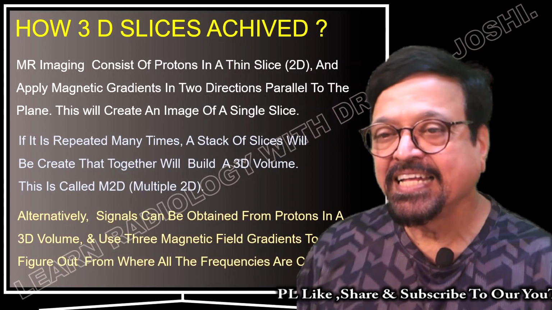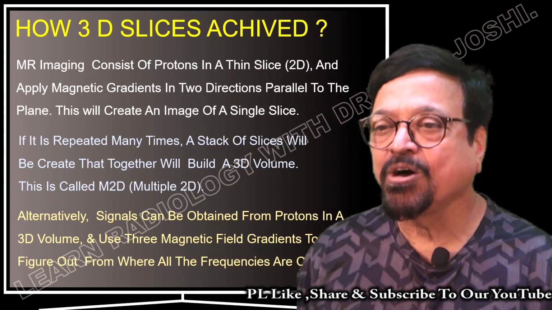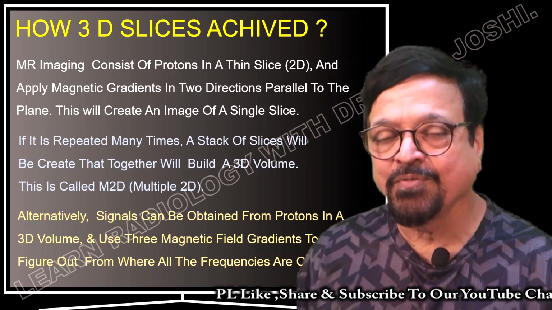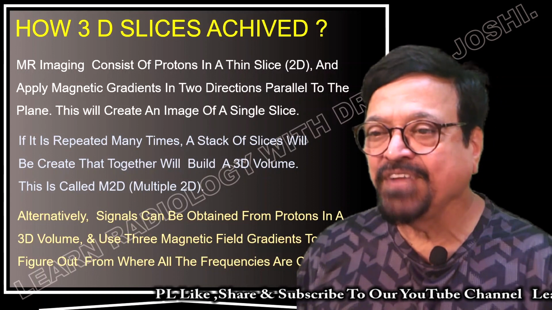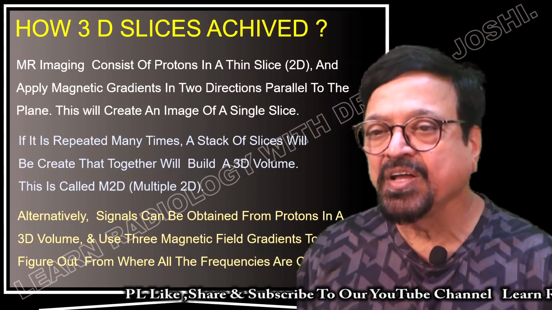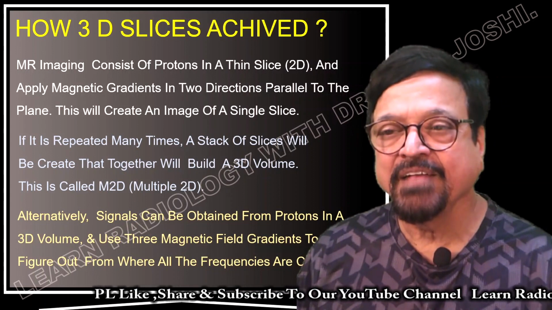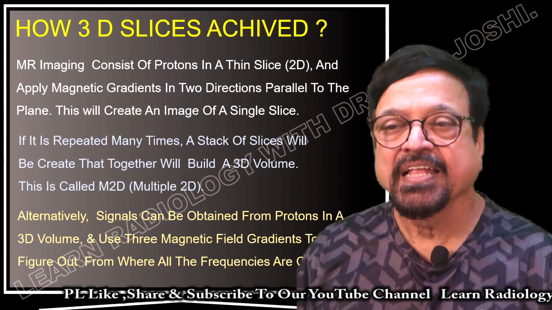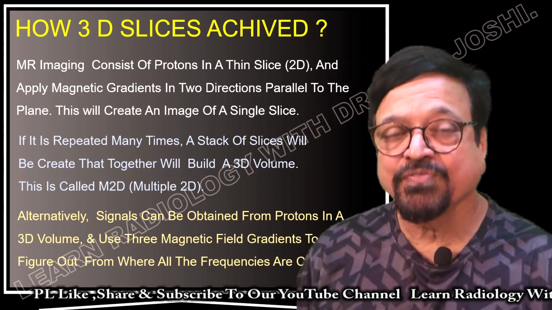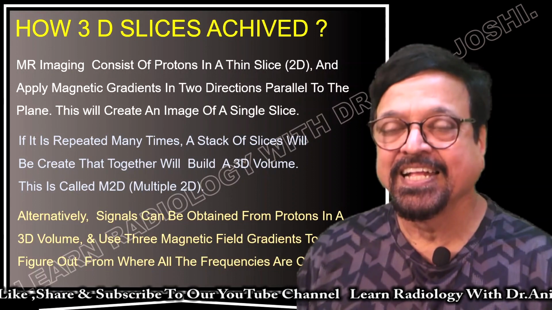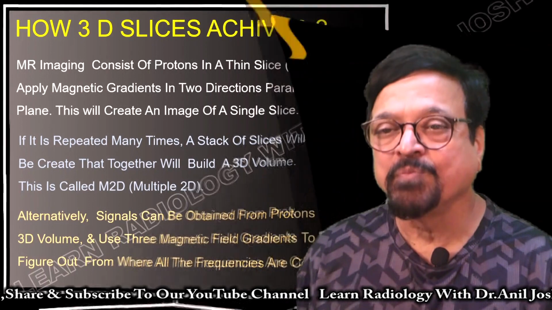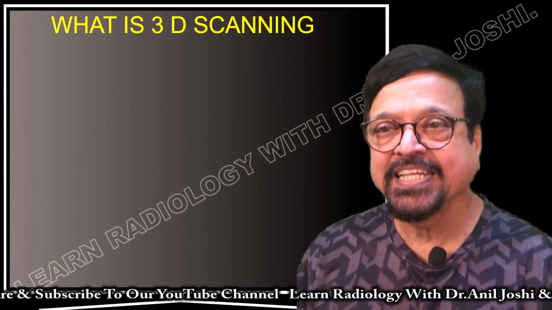Alternately, signals can be obtained from protons in a 3D volume directly and use the three magnetic field gradients to figure out from where these frequencies are coming. So, simply, there will be a creation of a 3D image directly by three magnetic field gradients. So we have got choices now. We can have 2D as well as 3D.